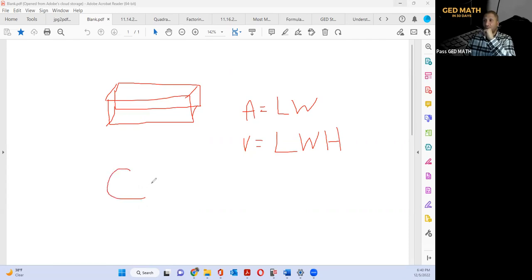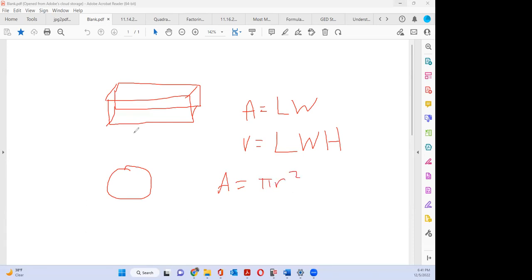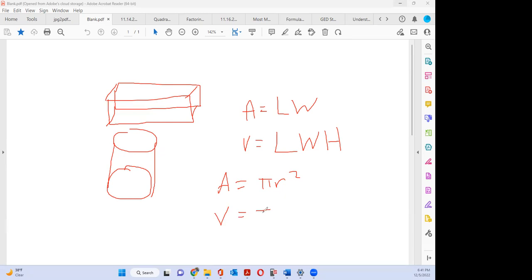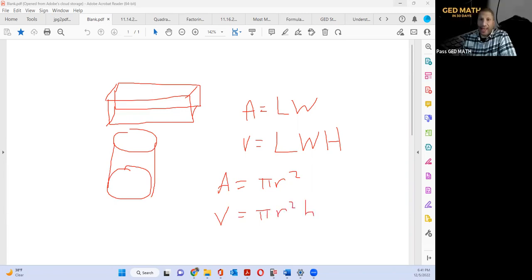A circle. What is the area of a circle? Pi r squared. Right? Okay, watch this. I'm gonna draw a cylinder. What's the volume of a cylinder? Does anybody know? That's another one that messed me up too. Pi radius squared height. What you should notice is that the difference between the area and the volume is the third dimension, your height.